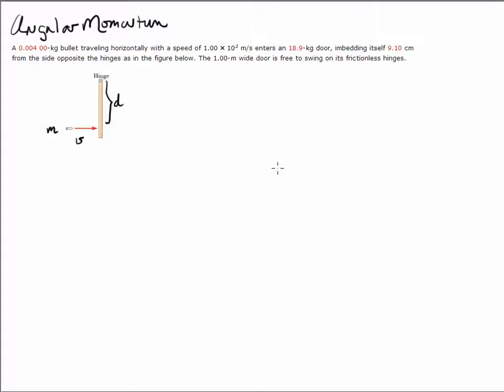Okay, we're going to be looking at a problem in angular momentum. In this case, we are particularly interested in the vector form of the angular momentum and using unit vectors.